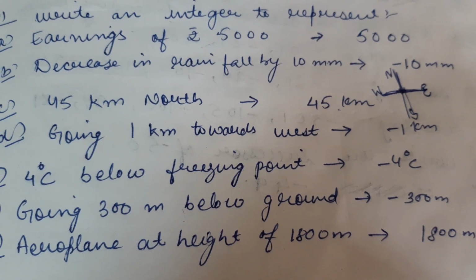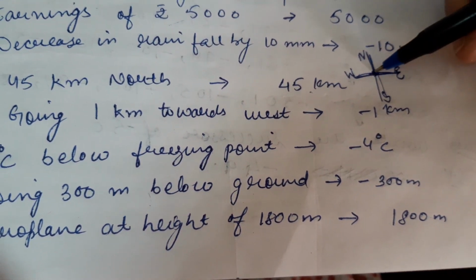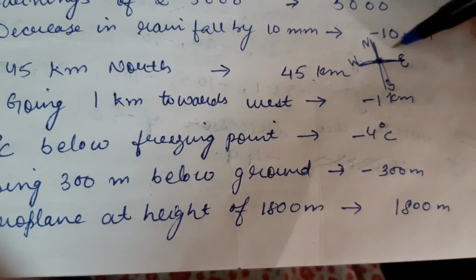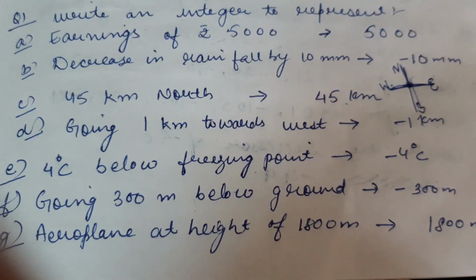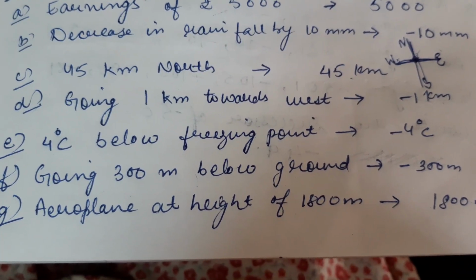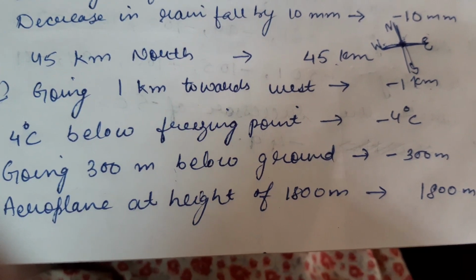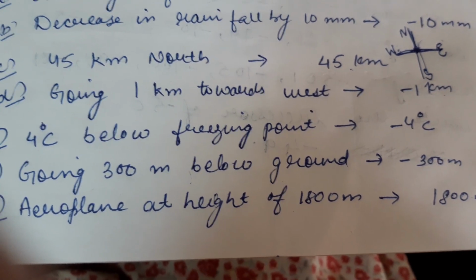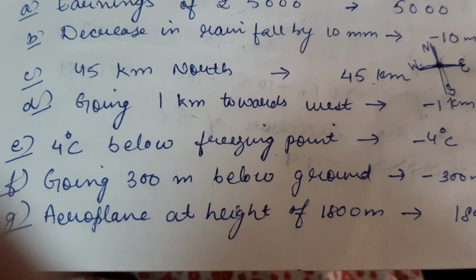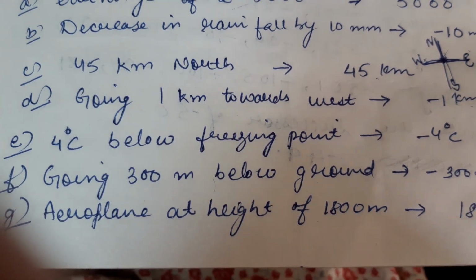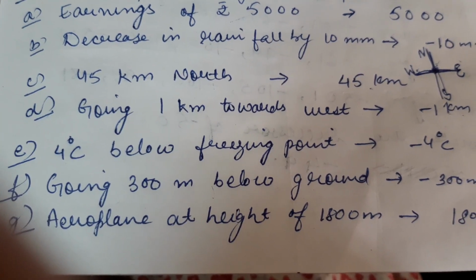Next is D, going 1 kilometer towards west. Now towards west, suppose this is the central point, so this is left side, this is right side, so left side is negative, so it will be minus 1 kilometer. E part, 4 degrees below freezing point. Freezing point is at 0 degrees Celsius, so below freezing point means less than 0. Less than 0 we have negative numbers. Greater than 0 we have positive numbers. So it will be minus 4 degrees Celsius.